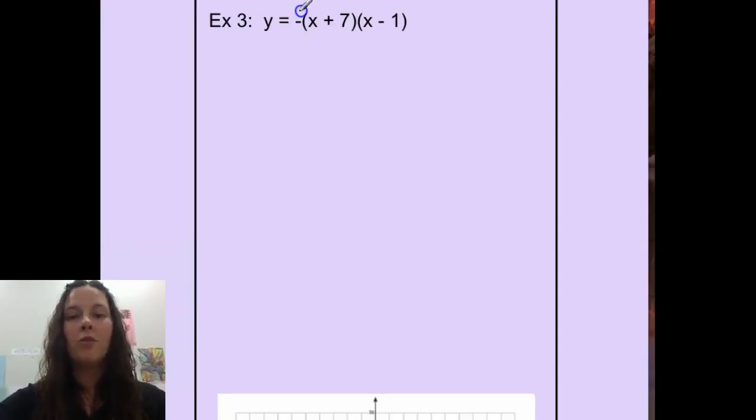All right, I'm going to try and move through the last example a bit more quickly. This one, I noticed my coefficient is negative, so I know that my graph will open down. I'm going to think about that consistency when I graph. Y-intercept occurs when x is 0.